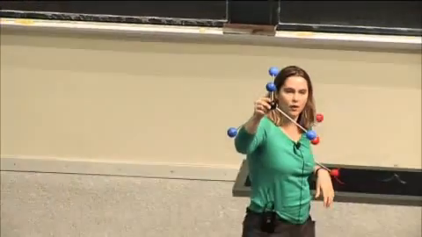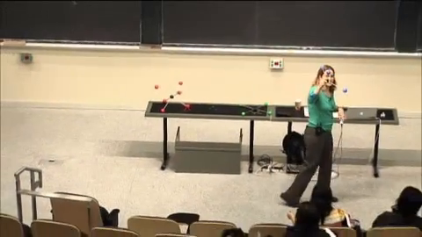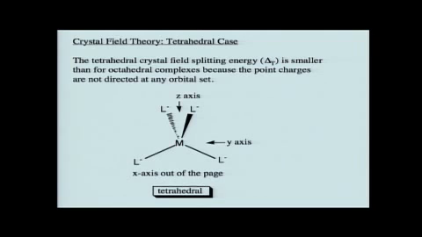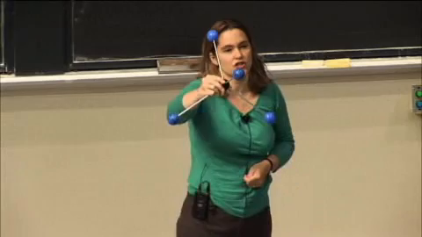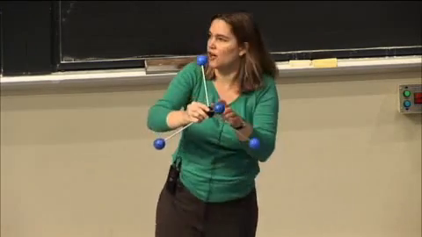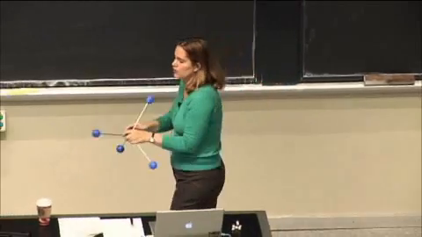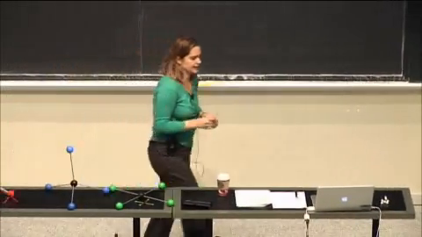So this is sort of how I'm holding the tetrahedral complex with respect to the x, y, and z coordinate system. There is an energy splitting associated with tetrahedral, and it's going to be smaller than octahedral because none of these ligands will be pointing directly toward the orbitals. But let's consider which orbitals are going to be the most affected by a tetrahedral case.